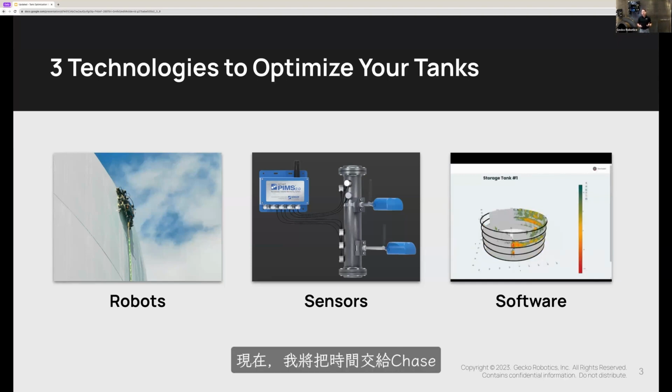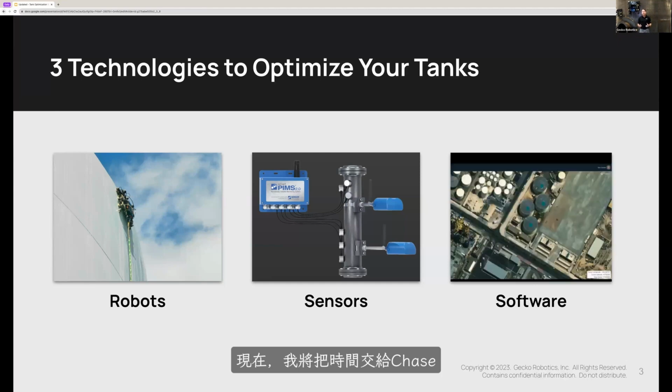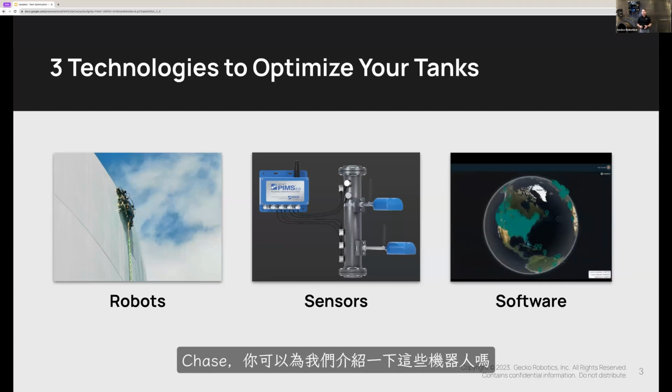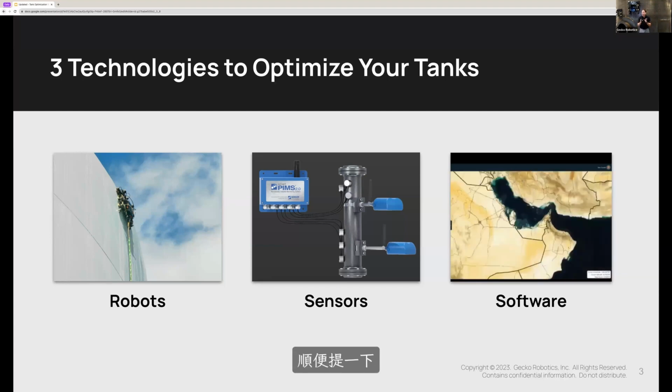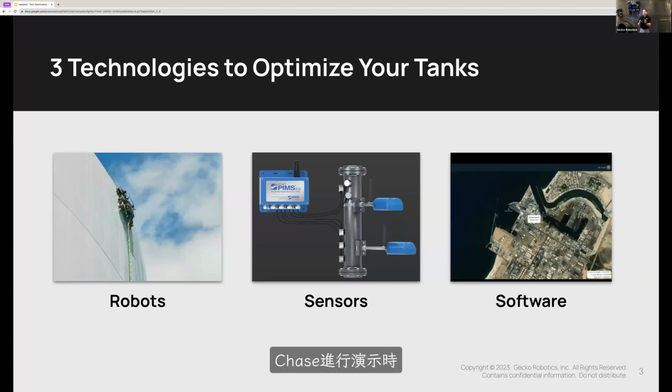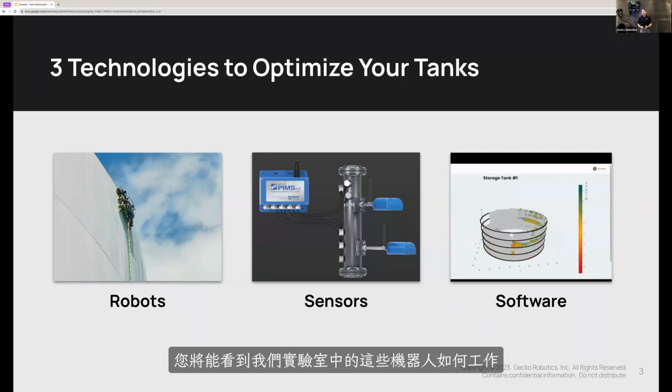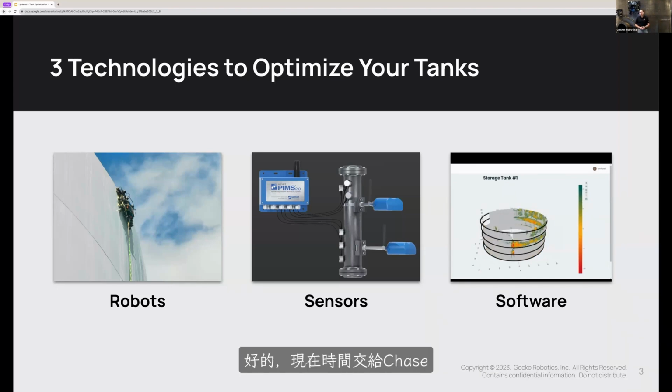So with that, I'm going to turn it over to Chase. Chase, if you can just introduce us and give us an overview on these robots and what they're all about. And by the way, while Chase is doing this, you're going to see some live action here at our lab of what these robots look like while they're doing their job. So Chase, over to you.